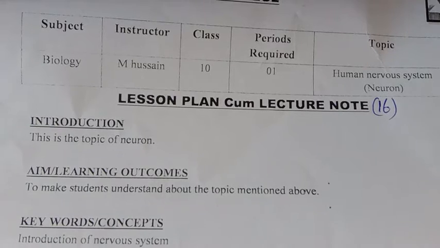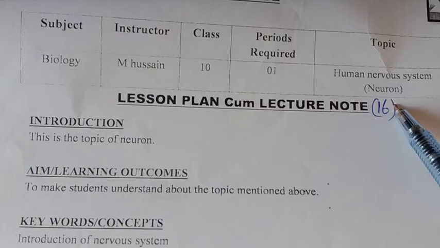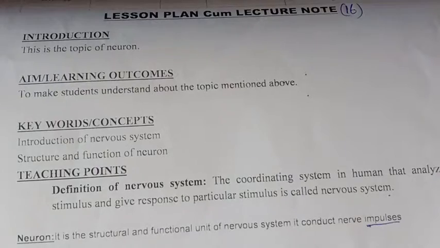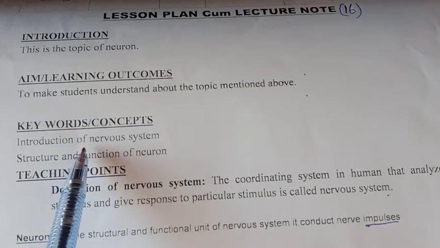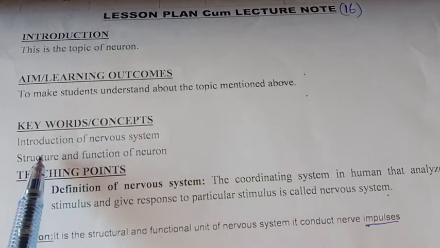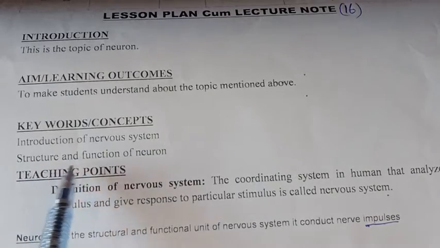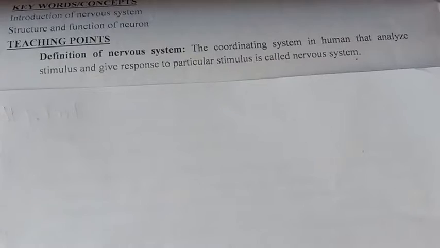Students, today we'll discuss topic number 16, the human nervous system. The key points in this lecture that we will discuss: introduction of the nervous system, definition of the nervous system, structure and function of neuron.